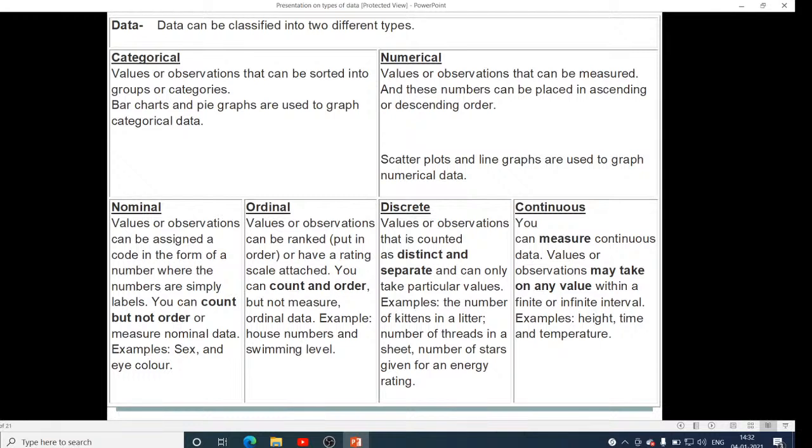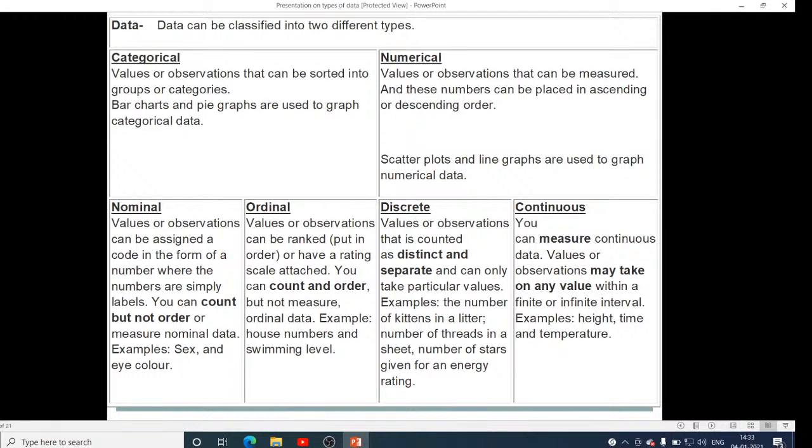So see the numerical data. What is numerical data? Data that can be countable and measurable is called numerical data. Numerical data is also called quantitative data. Values or observations that can be measured, and these numbers can be placed in ascending or descending order. This type of data is called numerical data. We can represent this data with scatter plots and line graphs.